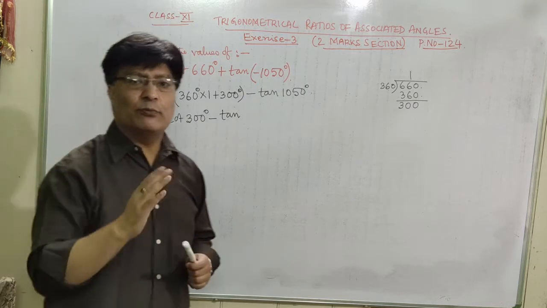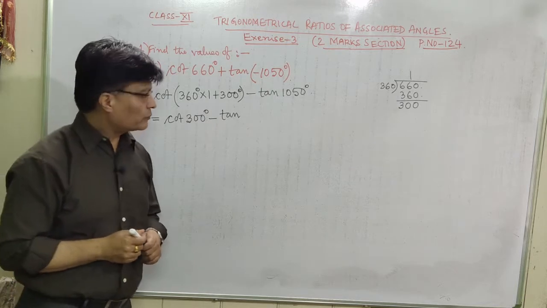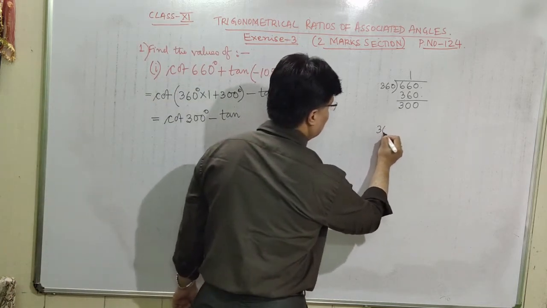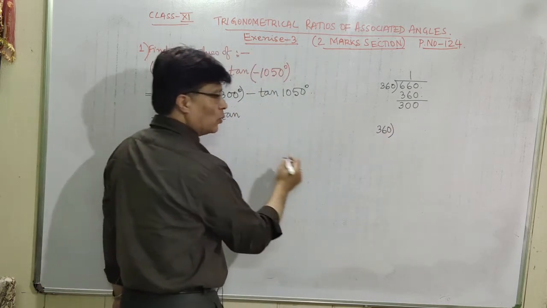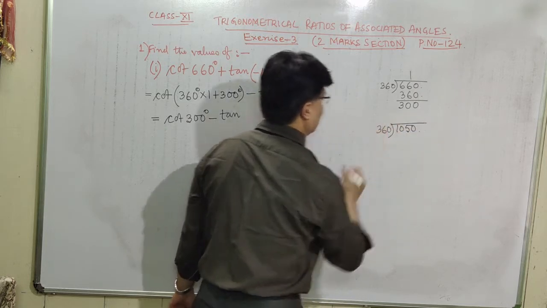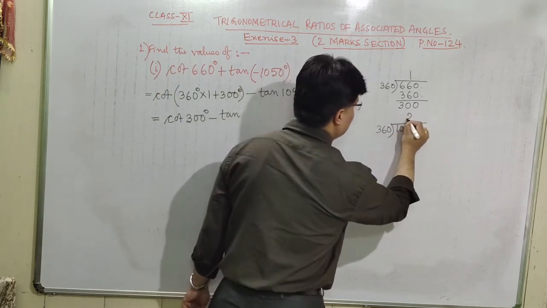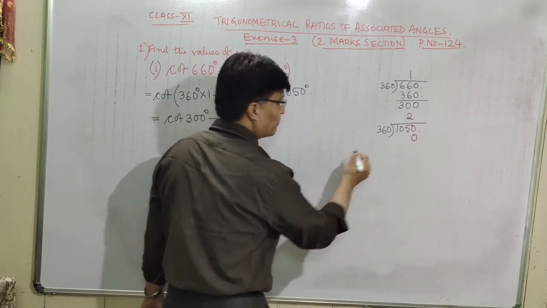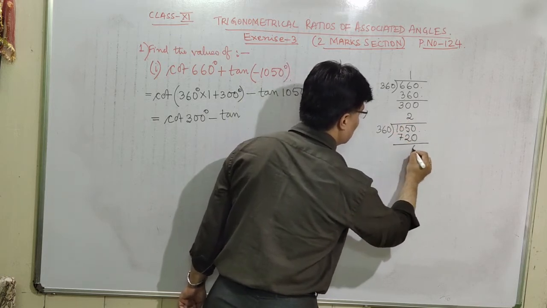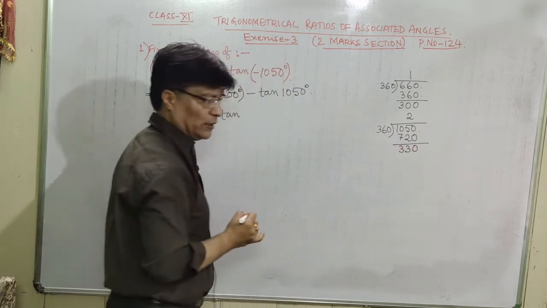now again here 1050 degree is more than 360 degree. So here also you have to divide the angle by 360 degree. Let us divide 1050 by 360. It goes 2 times: 2 times 0 is 0, 2 times 6 is 12, 2 times 3 is 6 plus 1 is 7. So 0, 5 minus 2 is 3, and 10 minus 7 is also 3.